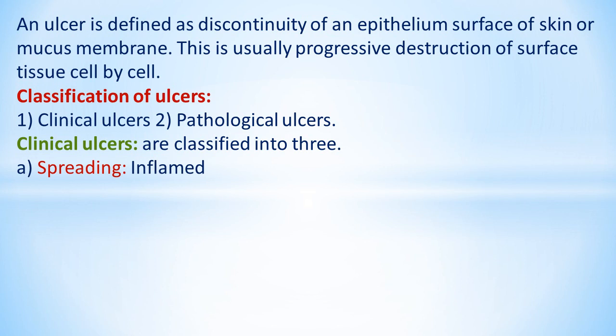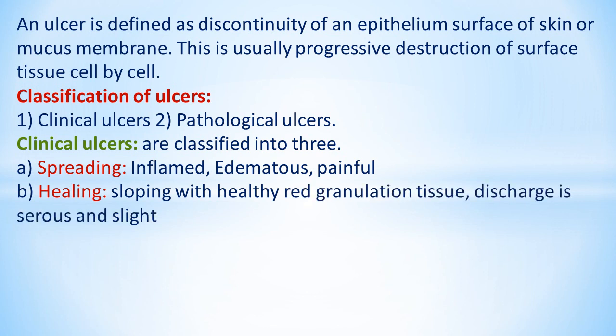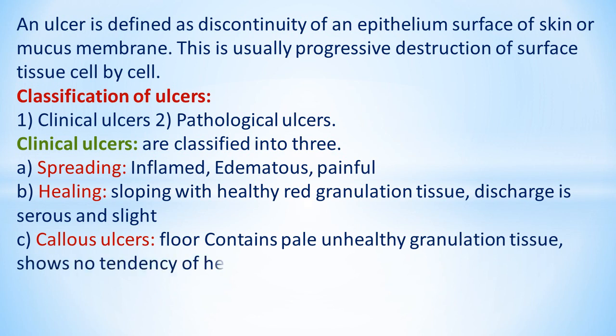A. Spreading: inflamed, edematous, painful. B. Healing: sloping with healthy red granulation tissue, discharge is serous and slight. C. Callous ulcers: floor contains pale unhealthy granulation tissue, shows no tendency of healing.